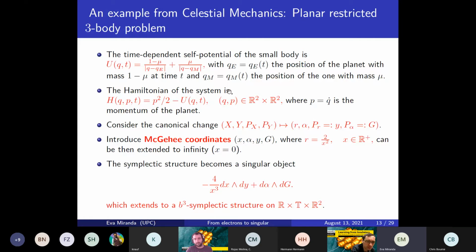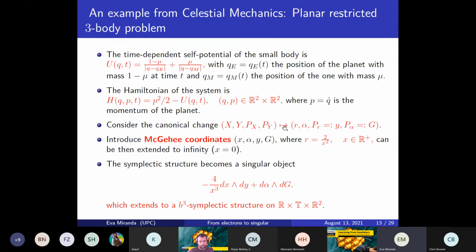So we are in the circular problem. This is the potential, where we are normalizing the masses to mu. So the Earth has mass 1 minus mu, and the Moon has mass mu. And this is the potential. Then the Hamiltonian, of course, is the total energy, so kinetic plus potential. And because we are assuming the circular case, it makes sense to perform a polar change of coordinates.